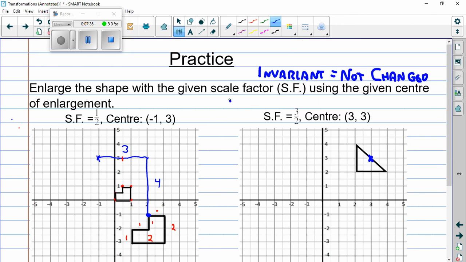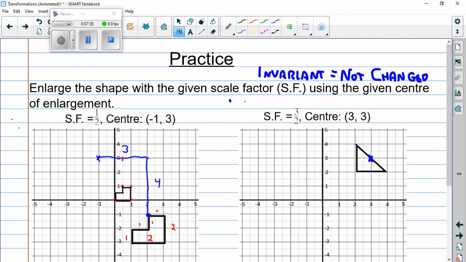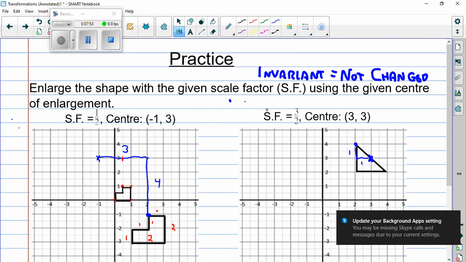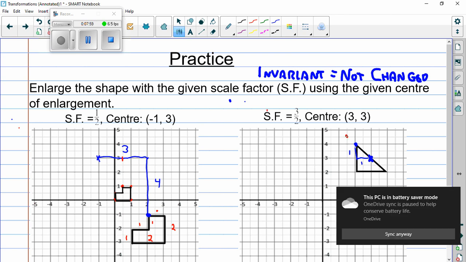So here, once again, what do we do as our next step? Well, we want to take a point. I'm going to take this top left point, and we're going to see that it's 1 away, 1 up. So we have our scale factor 3/2. So we've done this before. We know that we're going to go 3/2 over, 3/2 up. So 3/2 over, 3/2 up. That's our new point.